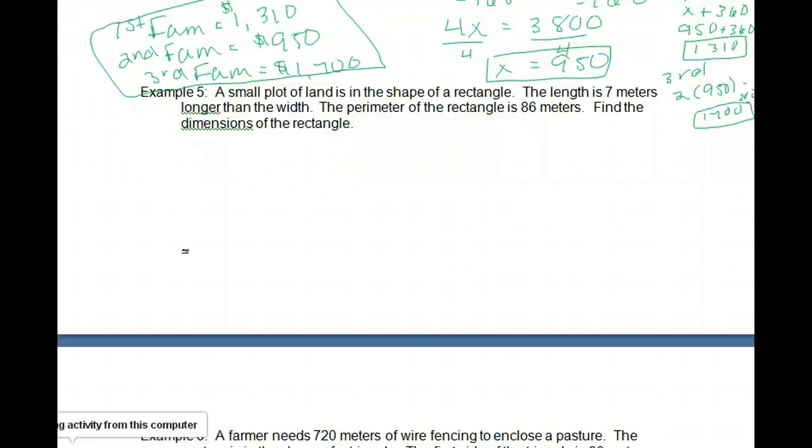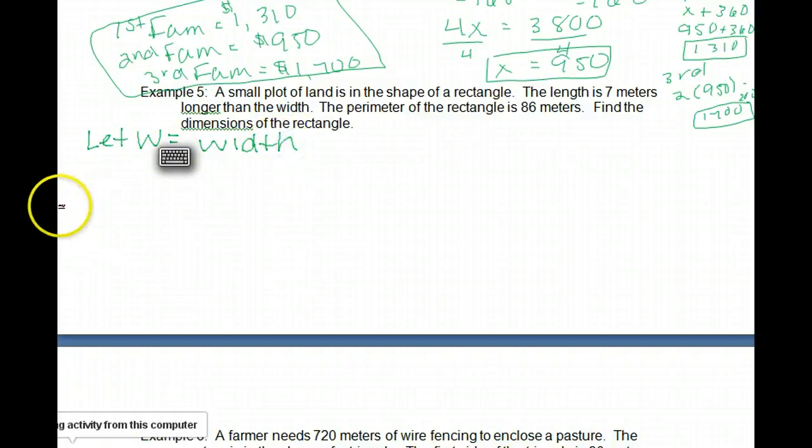Okay, by now you should have had an opportunity to work out example 5. As you're reading through this problem and it tells us that the length is 7 meters longer than the width, that's an indication that length is based off of width. So that means that width needs to be our starting point. So we're going to go ahead and let the W equal the width.